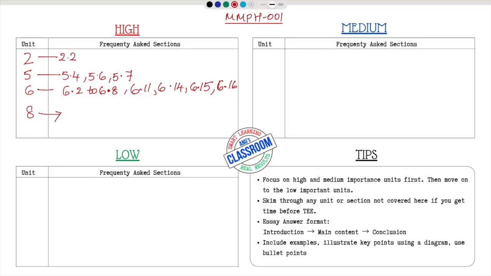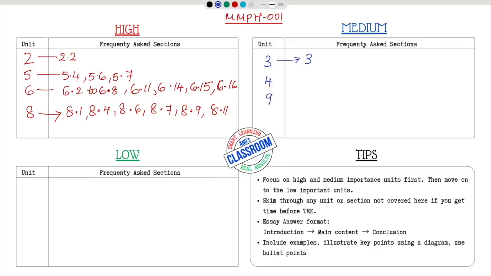Unit 8, approaches to job design. In this, 8.1, 8.4, 8.6, 8.7, 8.9 and 8.11. These are important. Then coming to the medium importance units and sections. Unit number 3, 4 and 9 are medium importance units.